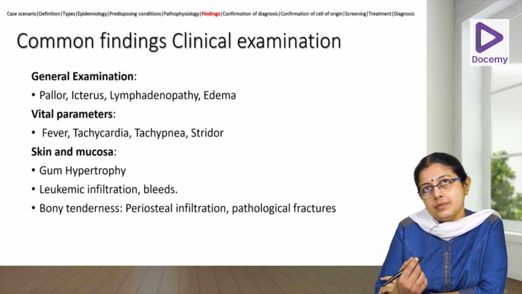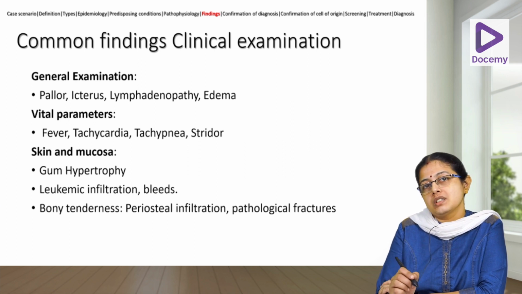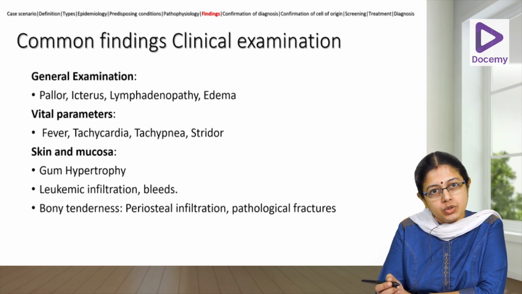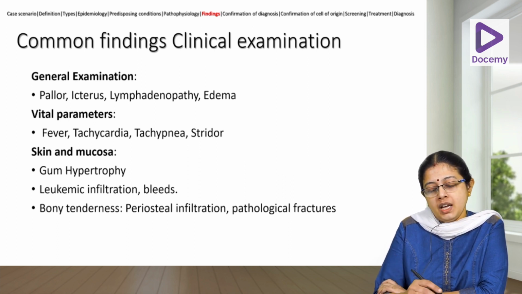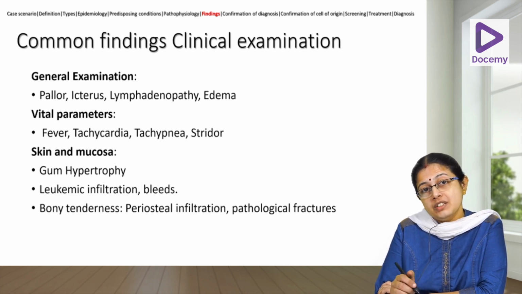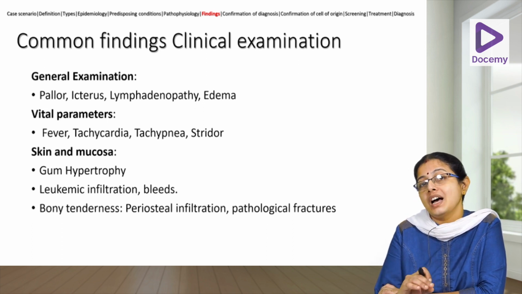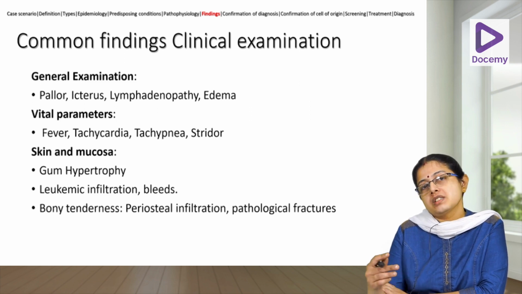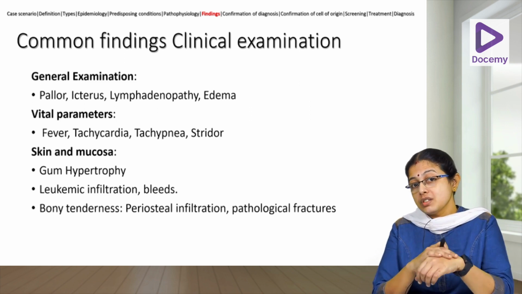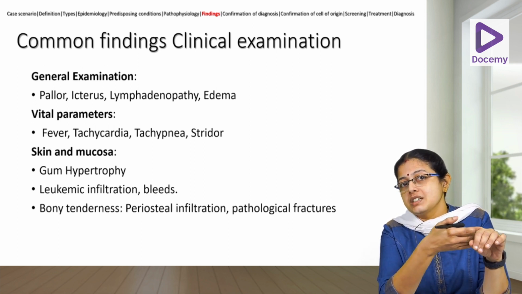Now when you look into the mouth, you may see gum hypertrophy. Gum hypertrophy is usually associated with acute myelomonocytic leukemia or monocytic leukemia, AML M4 or M5. And there may be leukemic infiltration of the skin. The skin may, in certain areas, be erythematous, firm to hard to feel. And there may be bleeds because of thrombocytopenia. And bony tenderness when you touch the bone, because of the periosteal infiltration, because the blasts have infiltrated into the periosteal region.